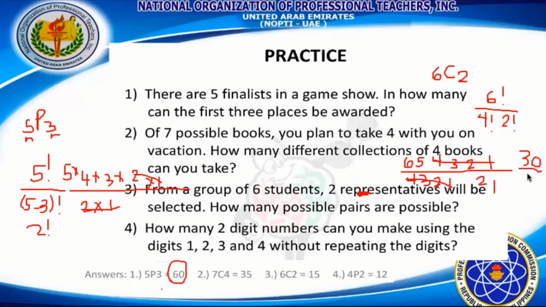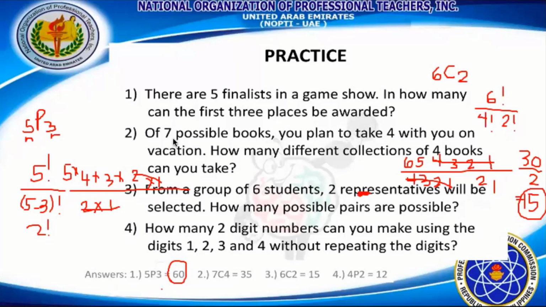2 times 1 is 2. So 30 divided by 2 is 15. So there are 15 ways of selecting 2 representatives out of 6 students. Do you get it? Number 4: How many 2-digit numbers can you make using the digits 1, 2, 3, 4 without repeating digits? So, mayroon siyang condition. Without repeating digits, so magiging permutation siya.